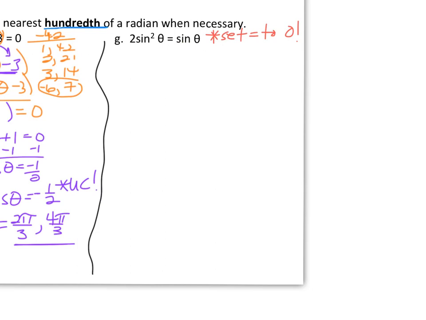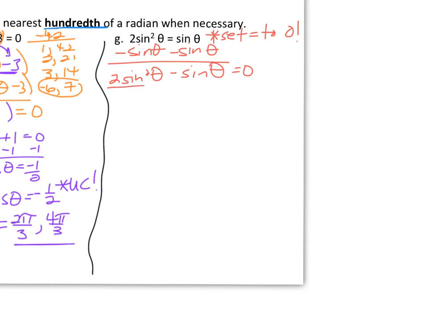So let's go ahead and move that sine theta over. And now these aren't like terms, so here's another thing to be careful about. If you have a squared term and a linear term, we can't add and subtract them. We just have to leave it as one big subtraction problem. That would give us 2 sine squared theta minus sine theta equals 0. And now we have to factor.